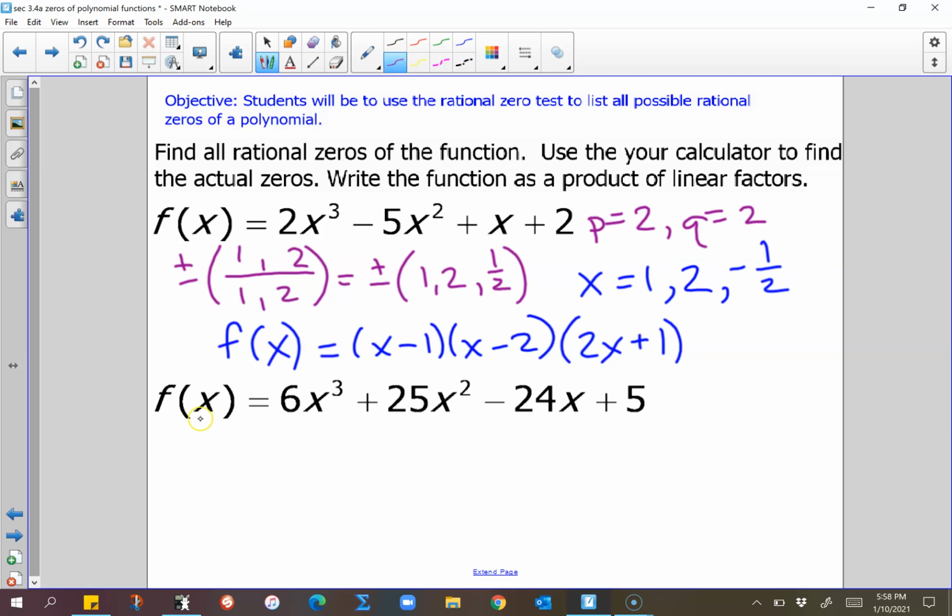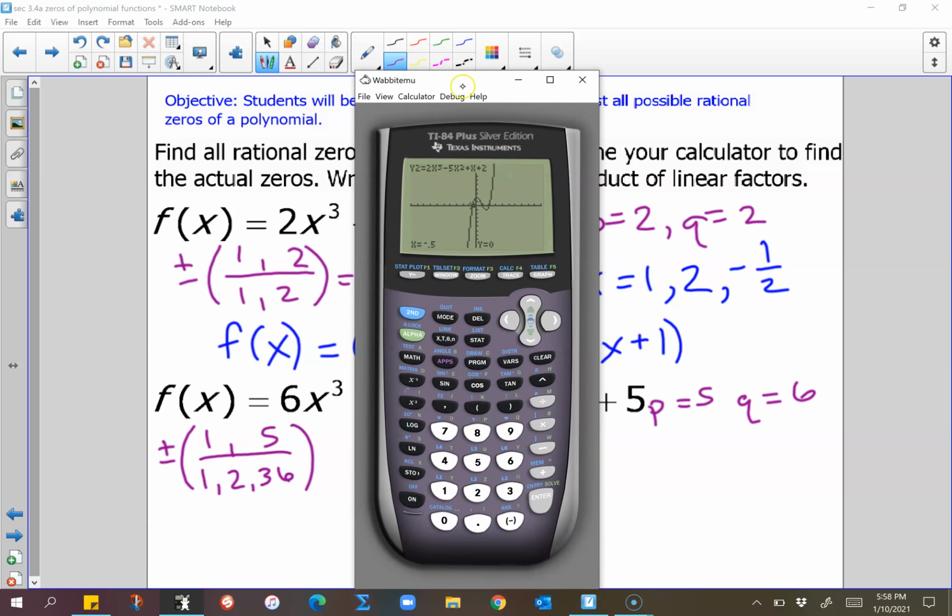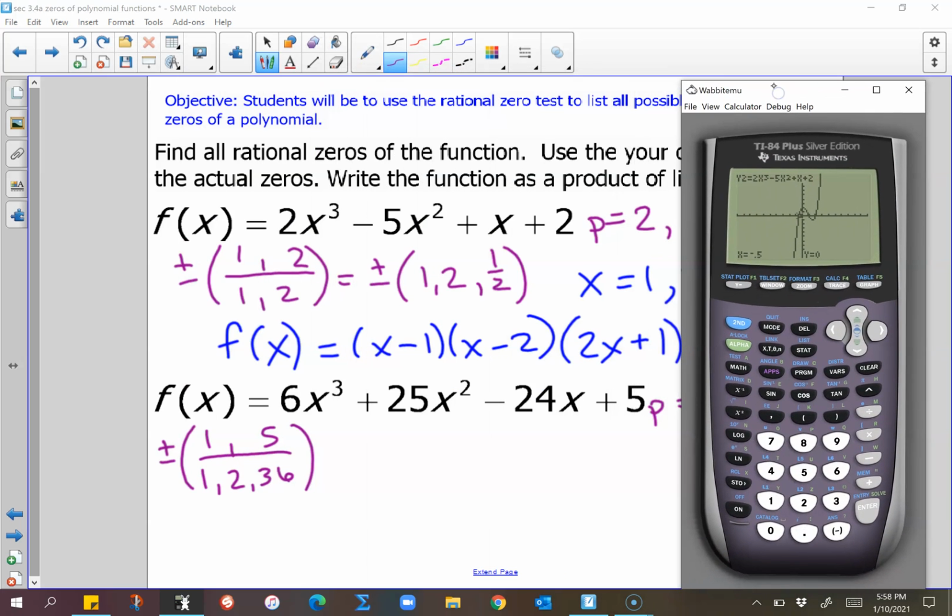All right, so let's look at this one. Again, P equals 5, Q is 6, so set up my factors. Factors of 5 would be 1 and 5, factors of 6 are 1, 2, 3, and 6. Now that we have a graphing calculator, we can go straight to the calculator and find what the zeros are. But like I said, back in the day when we didn't have graphing calculators, you would have had to test all those possible zeros and see which one works.